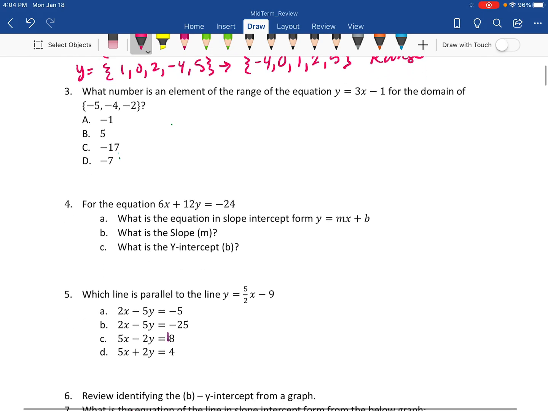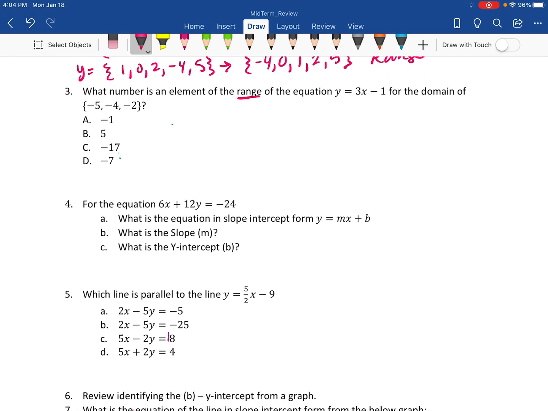Number 2, what is an element of the range for the equation y is equal to 3x minus 1 for the domain given? Now, there's a couple of tricky things here, just because think about what the domain and range are: values. And what we mean by the element, it's a different word for the value that's in that set of values. Okay, so let's talk about the y is equal to 3x minus 1.